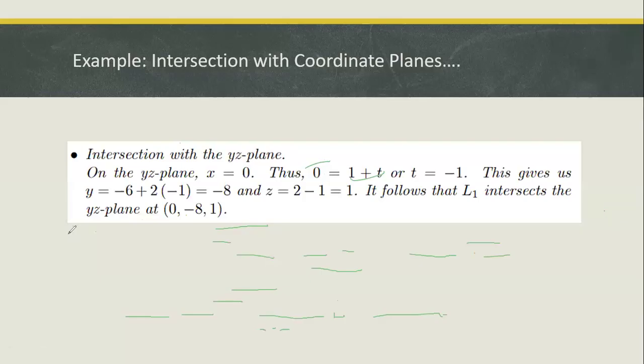And on the last plane, which is intersection with the yz plane, x would be equal to 0. So using back our equations, 0 would be equal to 1 plus t, or t would be equal to minus 1. This gives us y is equal to minus 6 plus 2 times minus 1. So when we work that out, it gives us minus 8. And z would be equal to 2 minus 1, which gives us positive 1. So it follows that for L1, the intersection on the yz plane would be at the coordinates 0, minus 8, 1.